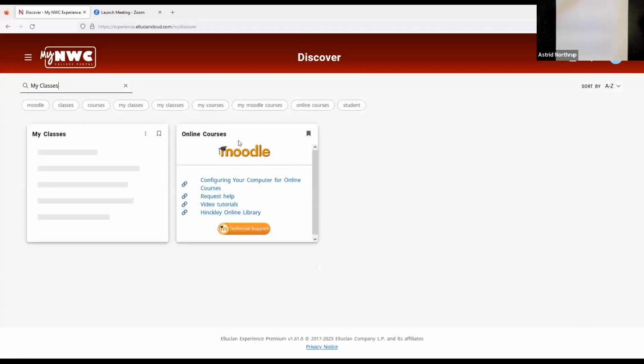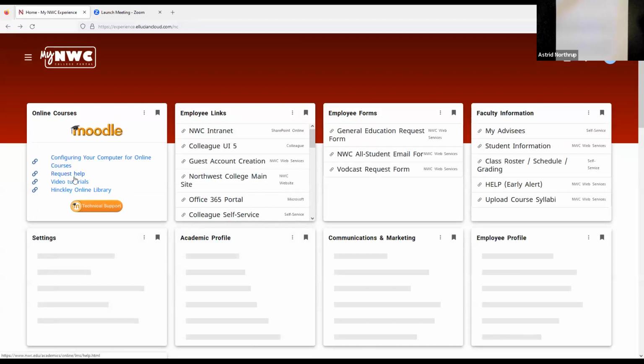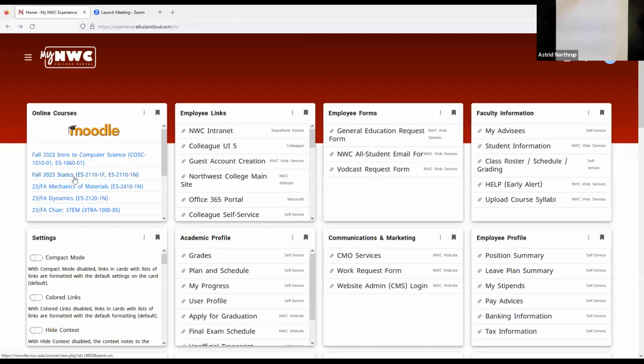Okay, so here it's found this card. Then if this little tab, this bookmark, is transparent like this, you can click on it and it will move it to the home page. So that'll make it handy for you as you're working through this and other classes. So here we go to statics, and we do have a couple of course numbers because the course is a hybrid course.